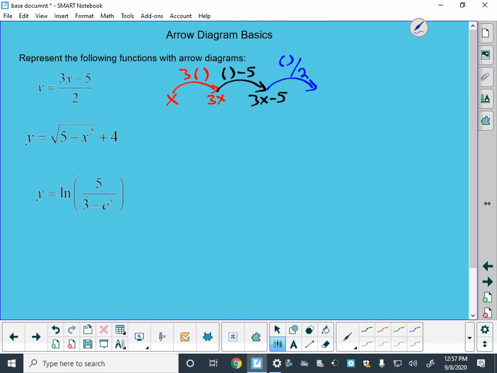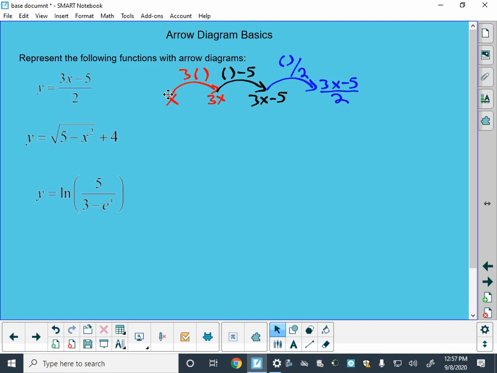We could have done multiply by 1/2. We have some options there. And this gives us finally the 3x minus 5 in the parentheses on the top. We don't have to write them there because the fraction bar implies that for us. And we get 3x minus 5 divided by 2. And so this set of 3 arrows is the arrow diagram for that first one.